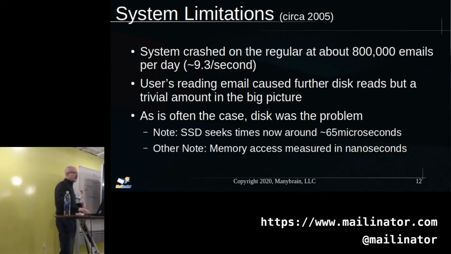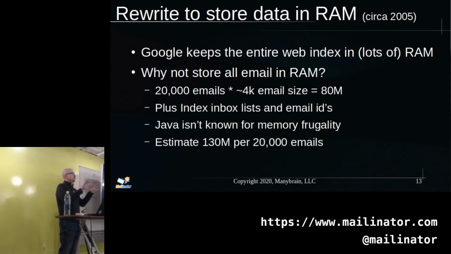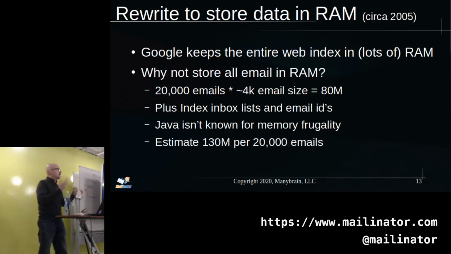Well, an idea I got from Google at the time: Google stores the entire internet index in RAM, right? When you do a query, your query goes out to about 6,000 computers, hits all their RAM, comes back with the index and gives you a page. Why don't I store the email in RAM, right? Everybody always says RAM is cheap. Cool, let's store the email in RAM.